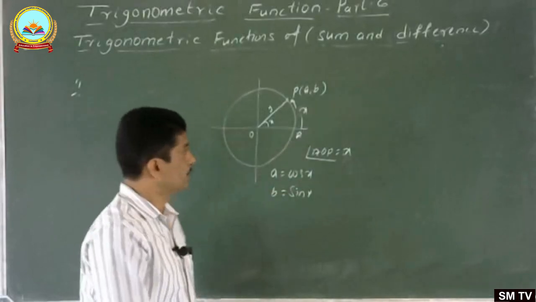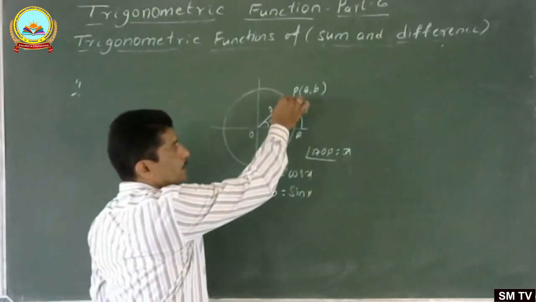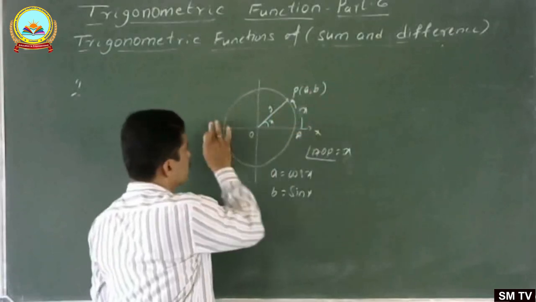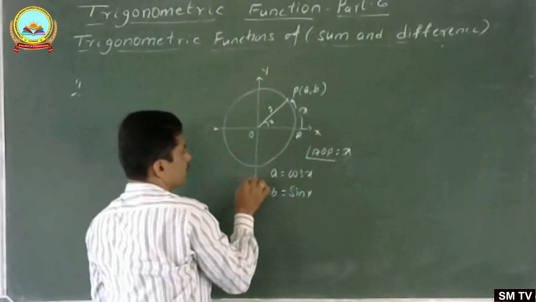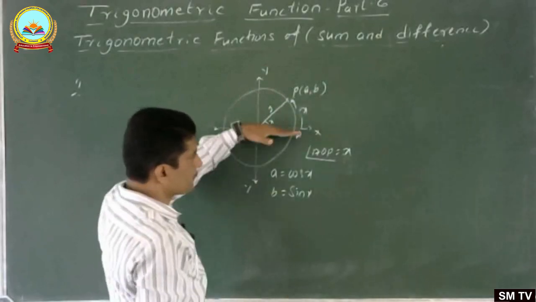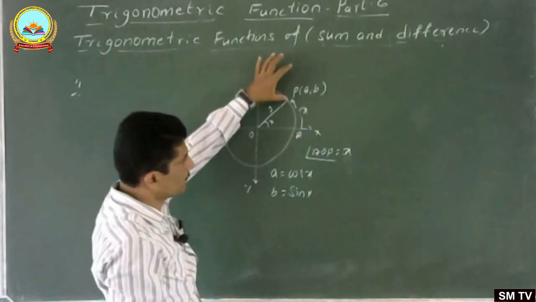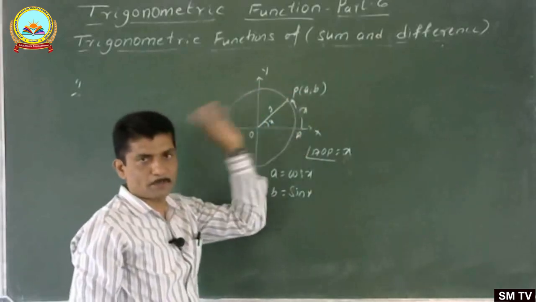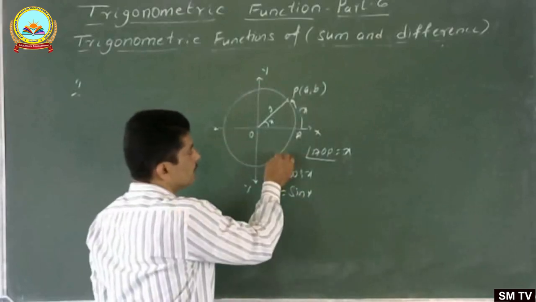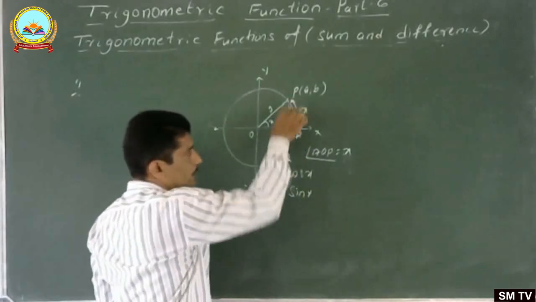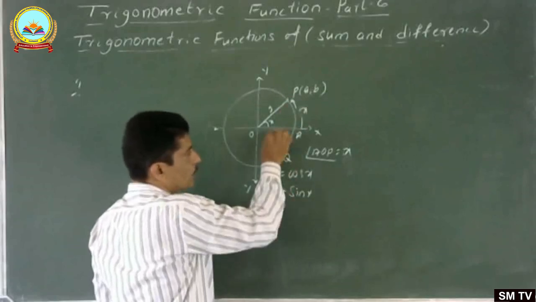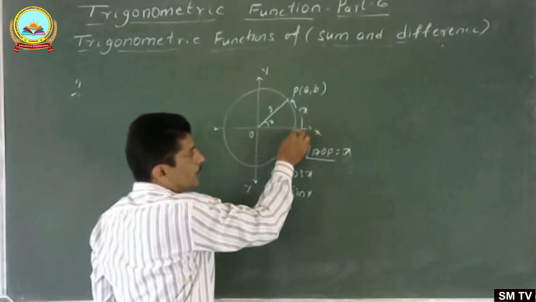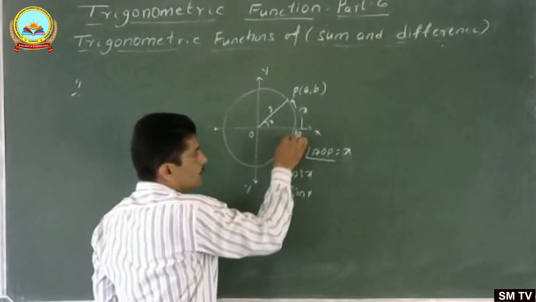Already you know that. You can take the image of point P with respect to the x-axis. You say that the horizontal line is the x-axis and the vertical line is the y-axis. To find the image of point P with respect to the x-axis, suppose Q is the image of P with respect to the x-axis, then you can say that arc length AQ is also equal to x unit.